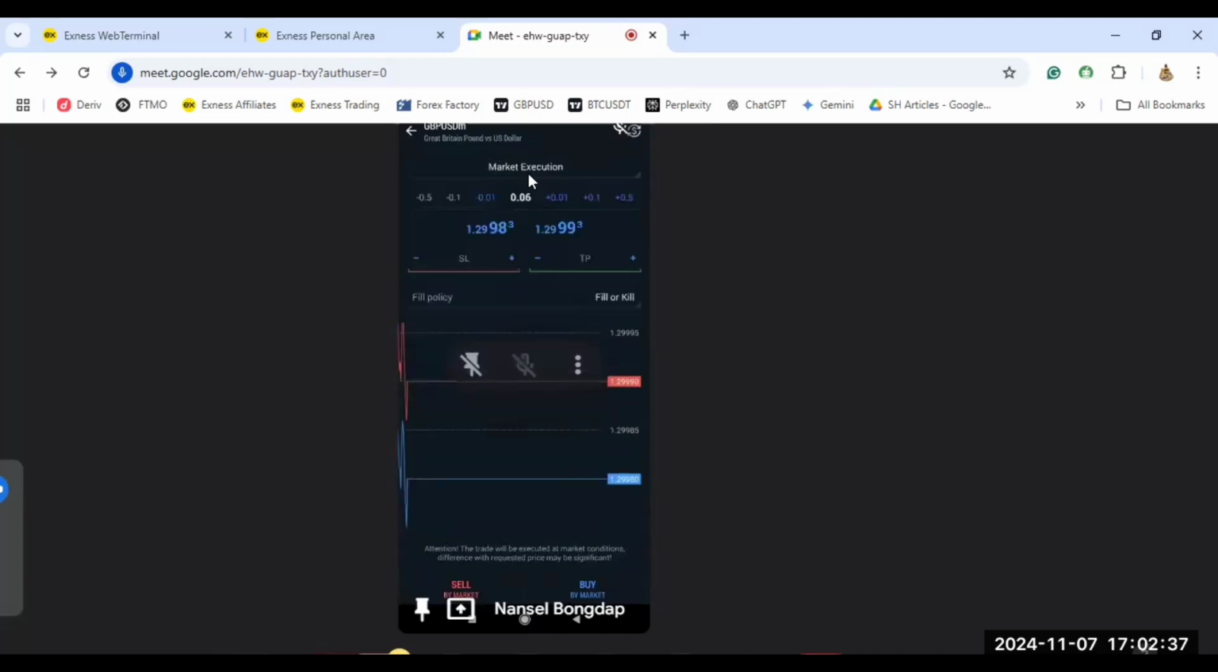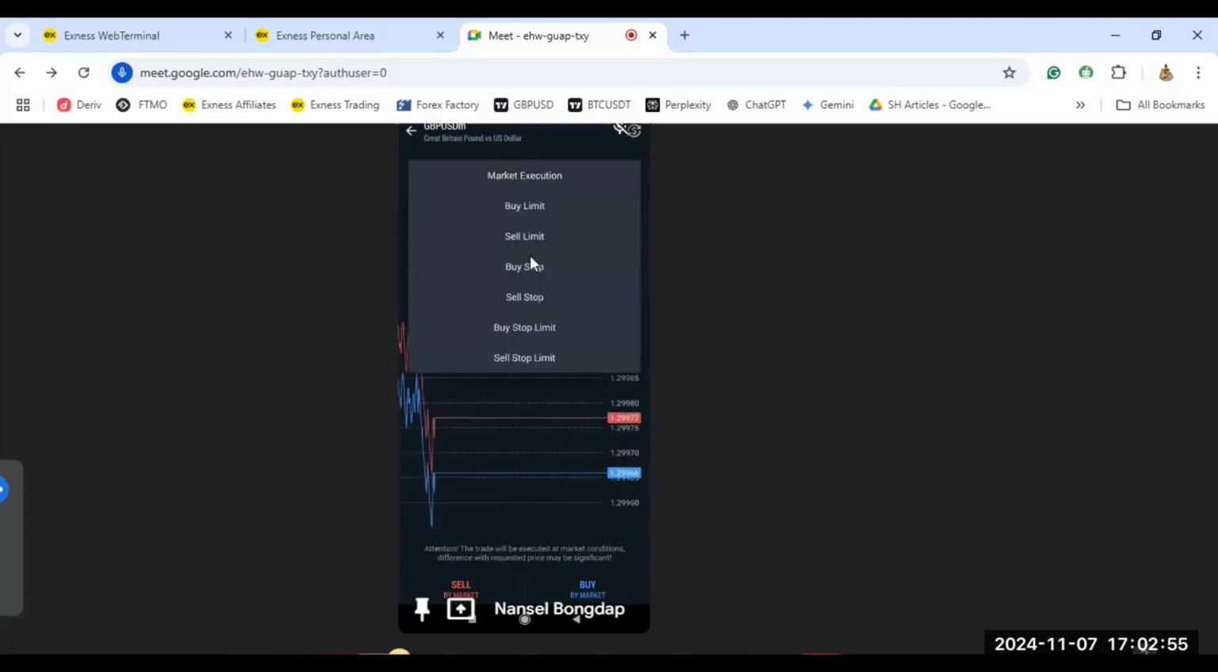Now you can see the first thing that you are seeing over here is market execution, and that's not the part that we are interested in. It's not market execution. Market means you enter immediately. So this option that is below here, you just click over it. It will drop down the things for you. Then you choose your buy stop order. So remember, I told you you have a buy limit, sell limit, buy stop, sell stop, buy stop limit, sell stop limit.